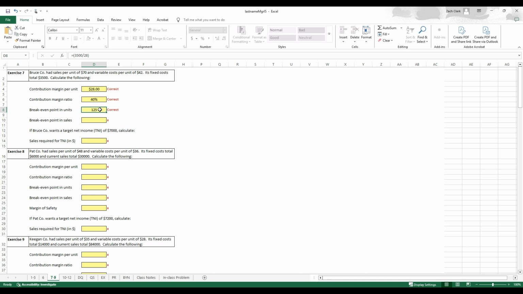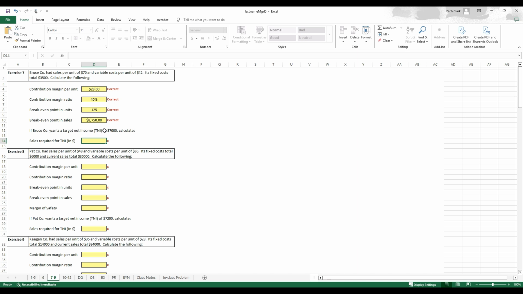I mean, that's not necessarily ideal. Sometimes that's ideal. I mean, sometimes it's just staying afloat, but at that point, you're not losing any money, is what we're basically saying. And then if we want to look at that in terms of sales, not units, then we just need to take our total fixed costs. So that, again, the 3,500 divided by our contribution margin ratio. So, we could put in 40% or as a decimal, 0.4. So we would need to have $8,750 in sales to cover our fixed costs.